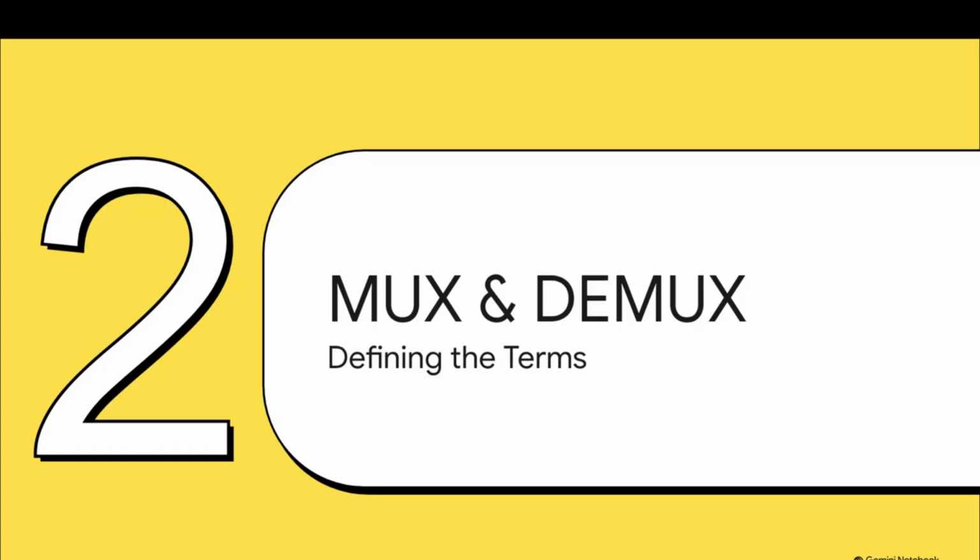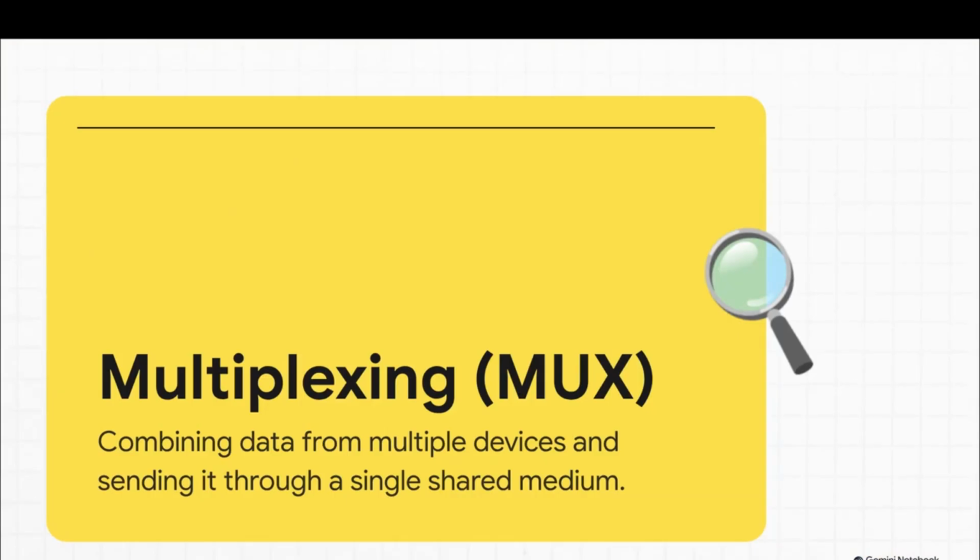Which brings us to Section 2, MUX and DEMUX defined. The whole process of solving this traffic jam relies on two fundamental actions. First up is multiplexing, which we usually just call MUX. This is simply the act of combining data from multiple devices or applications and sending it all through a single shared medium. You can think of it as a many-to-one action. Then we have demultiplexing, or DEMUX. This is the exact reverse process happening at the receiver's end. It takes that combined single stream of data and carefully separates it back out to its original intended destinations. So DEMUX is very much a one-to-many action.